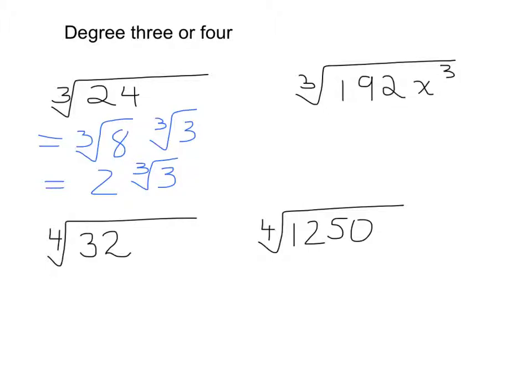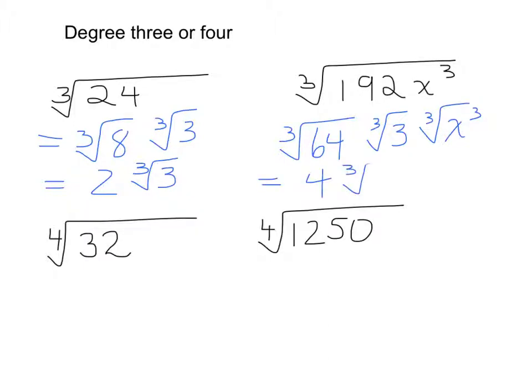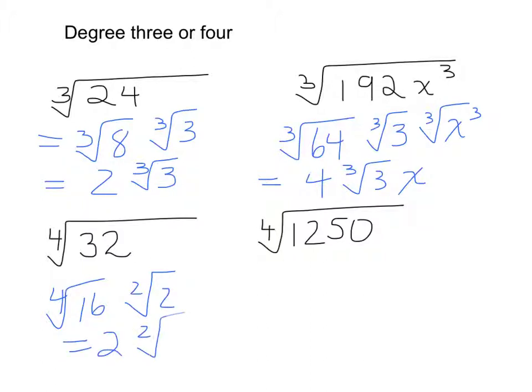All right, next one, a cube root of 192x cubed. Well, that's the cube root of 64 times 3, and the cube root of x cubed. The cube root of 64 is 4. You can refer to your table for that. Cube root of 3, and the cube root of x cubed is x. Let's play with the fourth root. Well, now we're looking for things in the table of the third column. 2 times 2 is 4, times 2 is 8, times 2 is 16. So the fourth root of 16 times 2 would give you 2, index 2, 2.